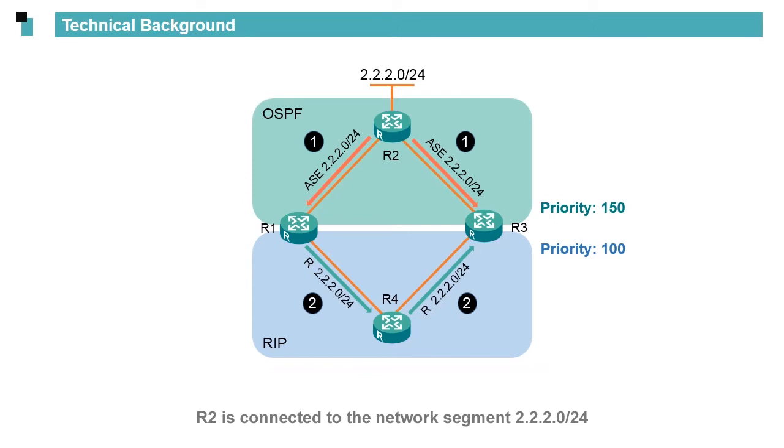R2 is connected to the network segment 2.2.2.0/24 and advertises the external route to OSPF. R1 and R3 learn this route. Then R1 imports the route from OSPF to RIP and sends the route to R4, which forwards the route to R3. In this case, R3 receives the route 2.2.2.0/24 from both OSPF and RIP.